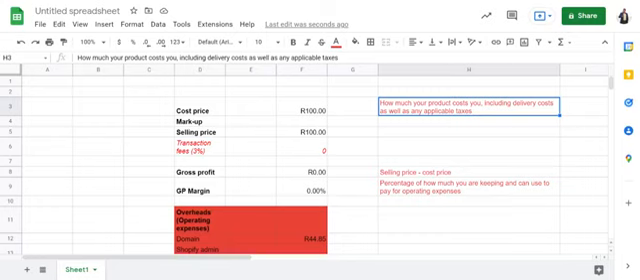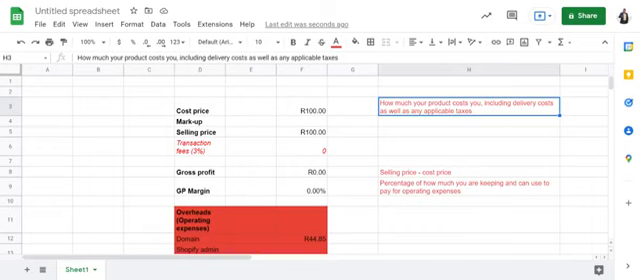So it goes in part of your cost price, you know, as well as applicable taxes. So if your supplier is outside the country, obviously now you start paying your custom duties. So you need to know how much your custom duties are, divide that by the number of products, and it goes back into your cost price.